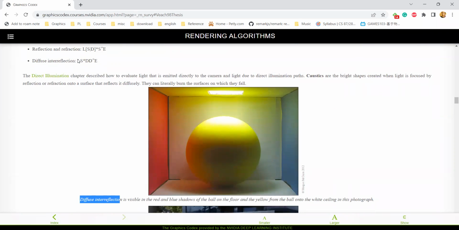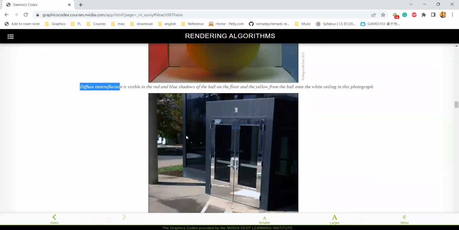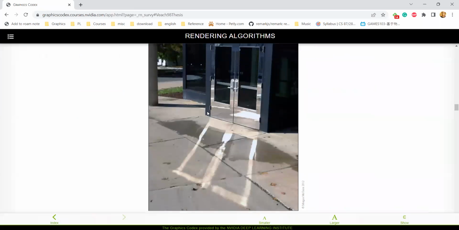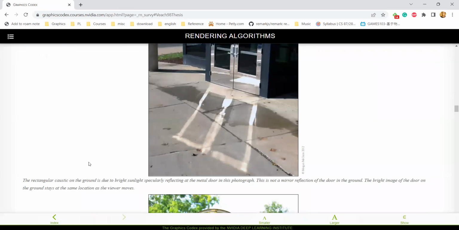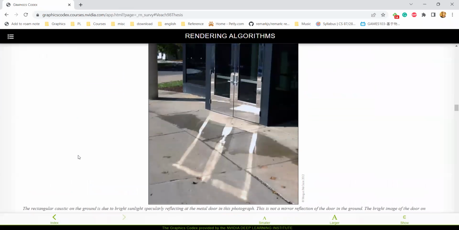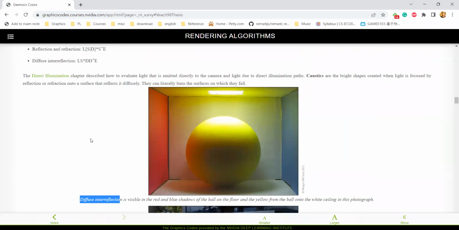Diffuse interreflection is a bunch of specular and two or more diffuse. So I guess it's just anywhere where the color has transferred onto a different surface, pretty much. Yeah. That makes sense to me. I don't think I've ever heard of this path notation thing. This is new to me. This is cool. Yeah, it's new to me.